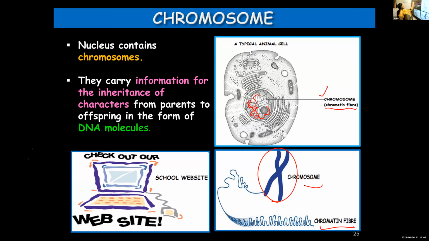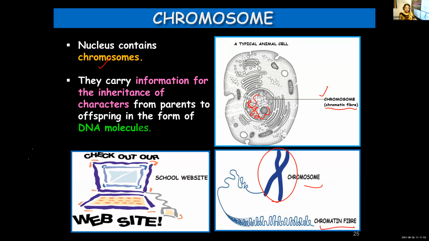Once again, nucleus contains chromosomes. They carry information for what? For the inheritance of characters from parents to offsprings in the form of DNA molecules. It is because of these chromosomes that we resemble our parents. You have so many features of your parents. Some features of your mother, some features of your father, and your siblings are also similar, or there'll be some features in common. That is why teachers are able to identify. When we go to some class, they ask, you have a brother in so and so class. It is because of these similarities.